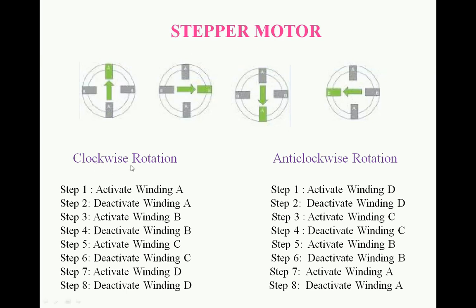So for clockwise rotation, first we activate winding A and then deactivate it after some time delay. After that, we activate winding B, and after some time delay deactivate B, and then activate winding C, then deactivate winding C, activate winding D, and deactivate winding D. Like this we can continue activating A, B, C, D, so that the clockwise rotation happens. Suppose you want to rotate in the anti-clockwise direction: first we activate D and then C, B, A. So this is the actual process.